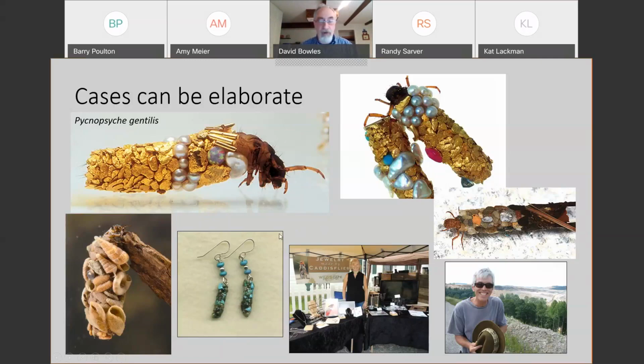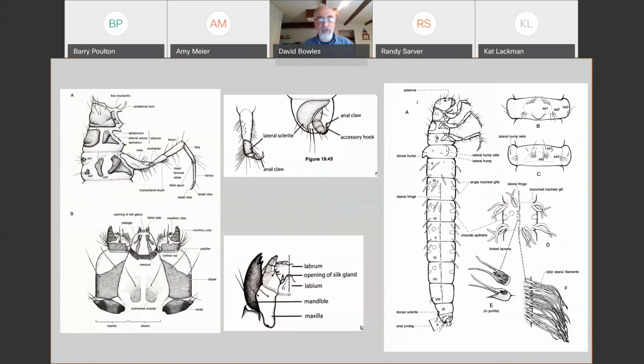But case architecture is very important in caddisflies. There have actually been books written by people like Gary Fontaine and others that look at this unique architecture of caddisfly cases. So enough of that, just a novel thing. I thought you might appreciate that. How do we tell caddisfly larvae apart?